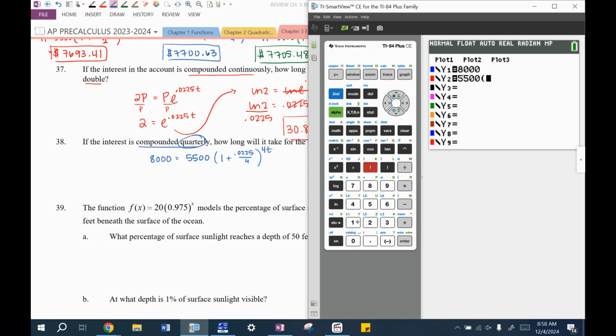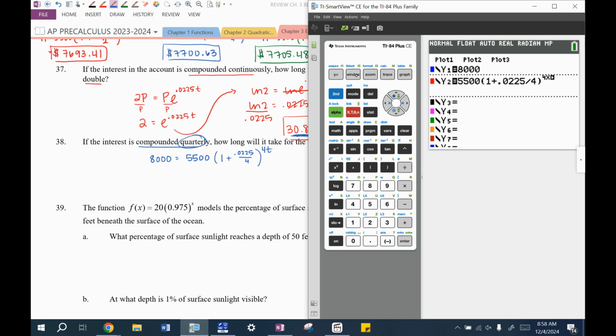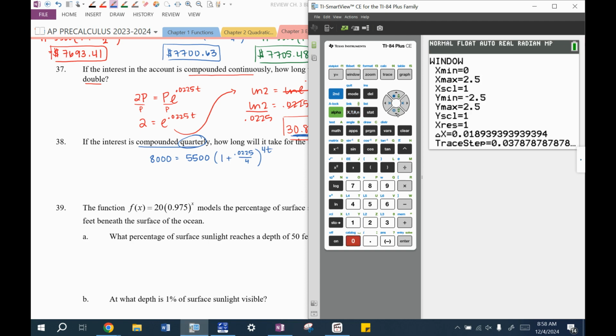5,500 times (1 plus 0.0225 over 4) raised to the 4x power. Now, I do have to think about the window here. So we were doubling our money. Doubling our money would have put us at 11,000, and I'm only trying to get 8,000. So I know that it's going to be something less than 30 years. So I'm just going to guess at my window and set the window from 0 to 30. And then I'll zoom fit.